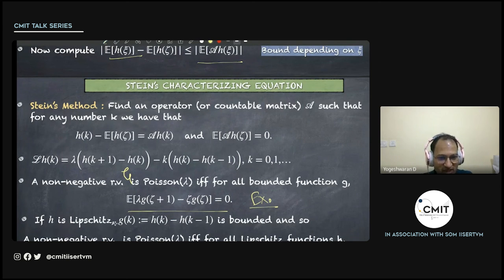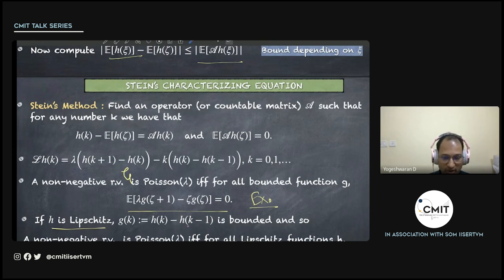Now, if H is Lipschitz, you can see what's happening. I know that I'm a couple of minutes over time, but I'll end in a minute. If H is Lipschitz, G of K is bounded. H is Lipschitz means the difference is always bounded by a constant.